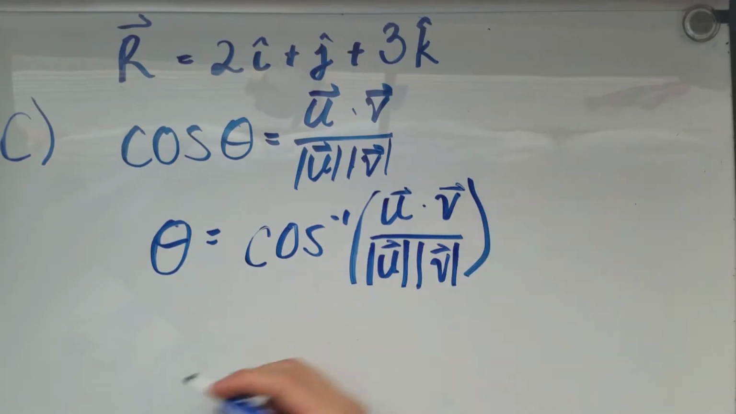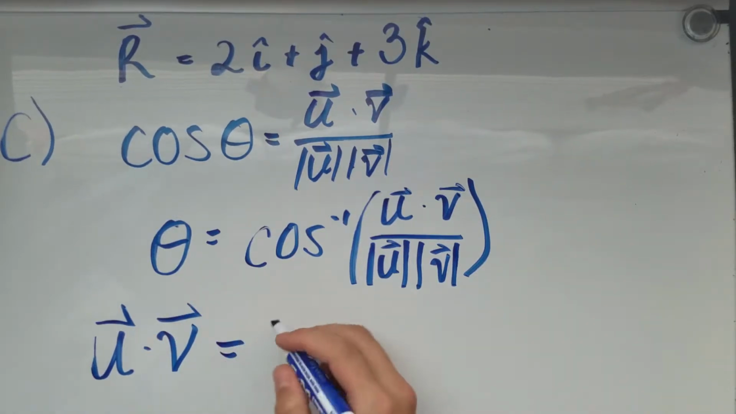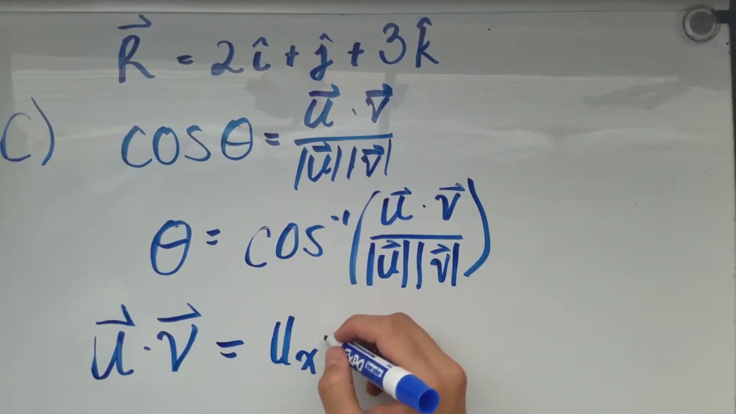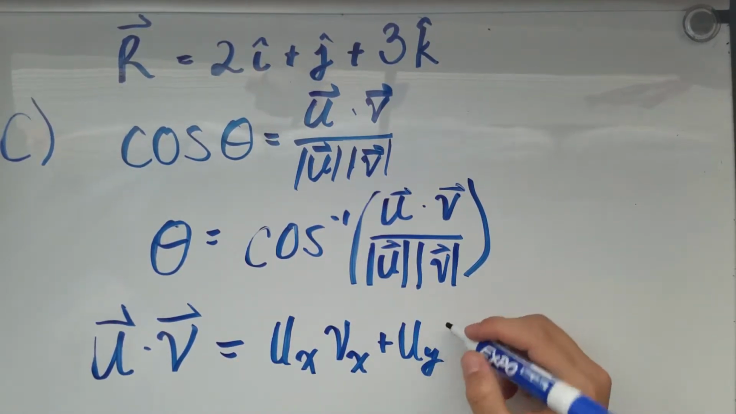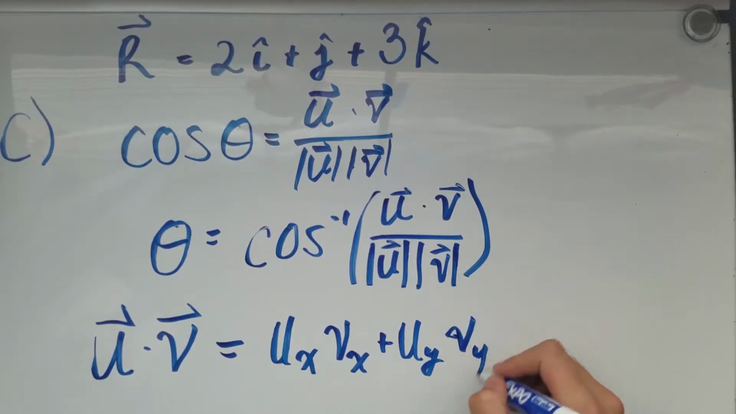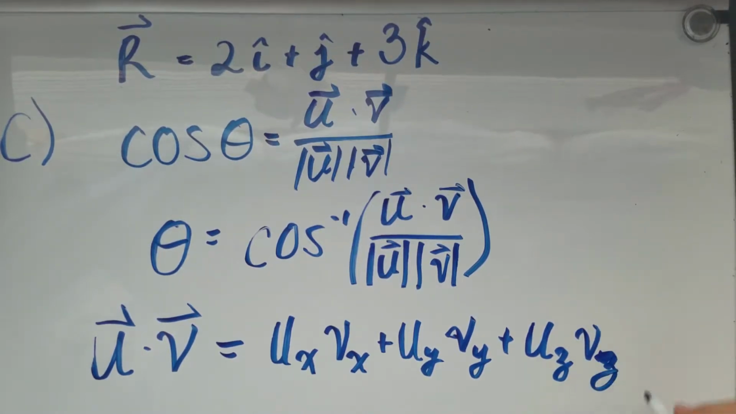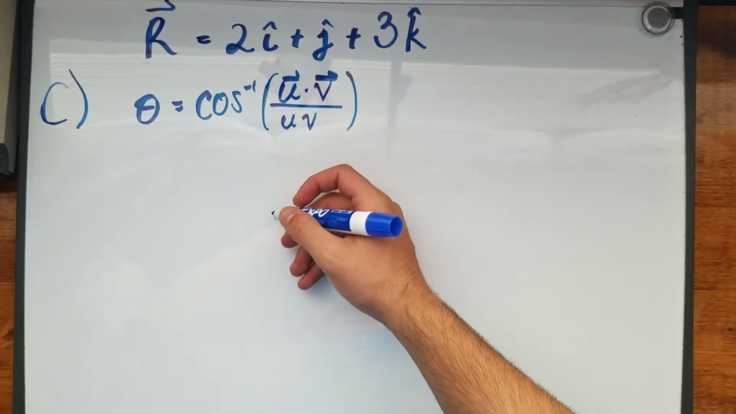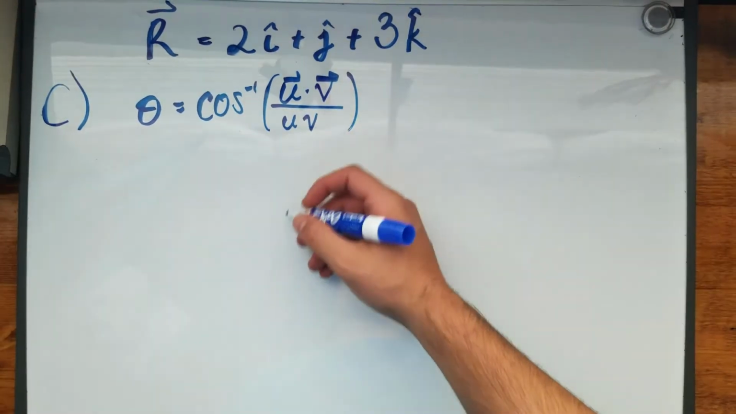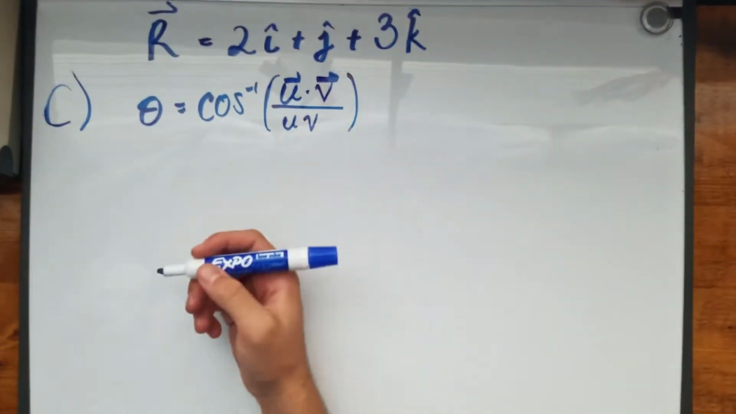And lastly, the dot product we can write out as u dot v is equal to the x magnitude of u times the x magnitude of v, plus the y magnitude of u times the y magnitude of v, plus the z magnitude of u times the z magnitude of v. So those are the three equations we need. Now to actually do the first thing that part C asks for, we have our equation theta is equal to inverse cosine of u dot v over their magnitudes multiplied.